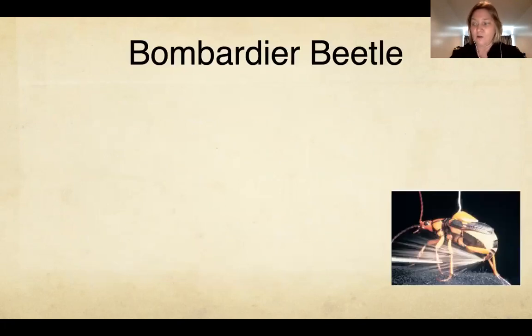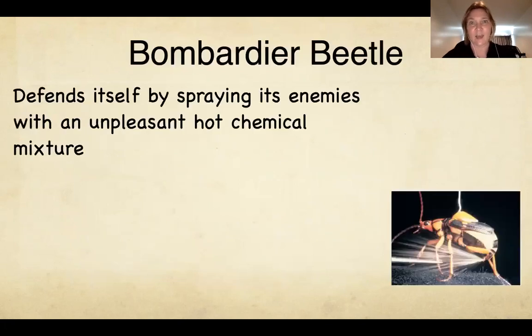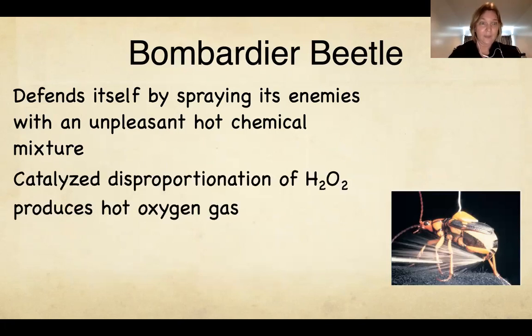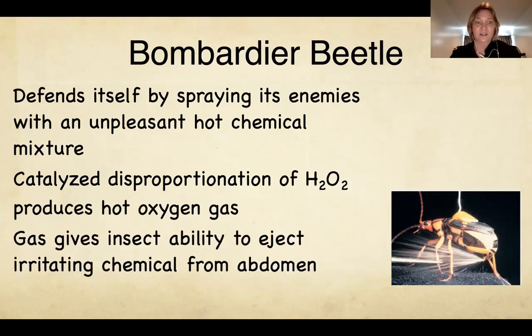Why should we care? Well, something very interesting happens when you put this process in nature. There is something called a bombardier beetle. A bombardier beetle defends itself by spraying its enemies with an unpleasant, hot chemical mixture. This process is catalyzed disproportionation of hydrogen peroxide, and it produces hot oxygen gas. And that production of hot oxygen gas gives the insect the ability to eject the irritating chemical from its abdomen.